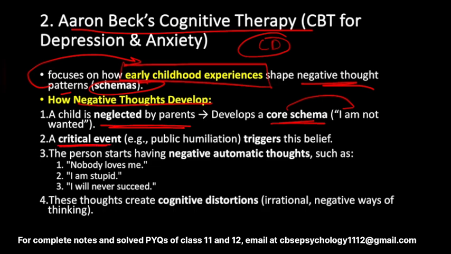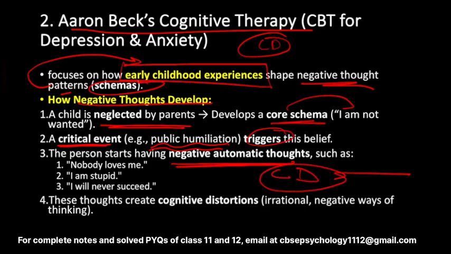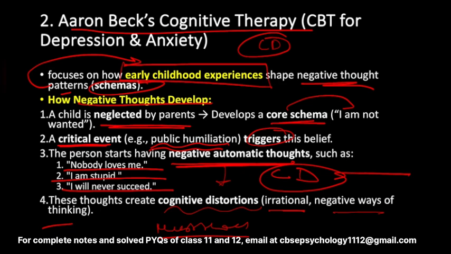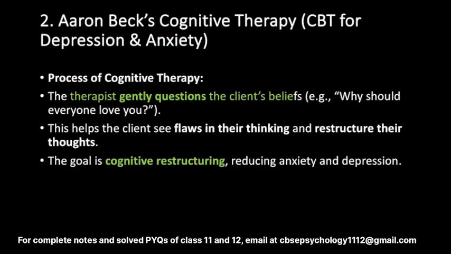So then a critical event happens, something which triggers this belief, for example, public humiliation, being laughed at while presenting something. Then the person starts having negative automatic thoughts, which are these must and should statements, which say that nobody loves me, I'm stupid, I will never succeed. These negative automatic thoughts create cognitive distortions, which are irrational and negative ways of thinking. The process of cognitive therapy is that the therapist gently questions the client's beliefs.